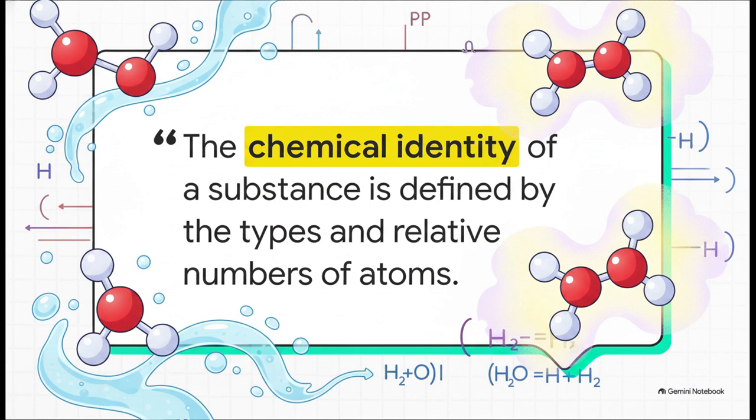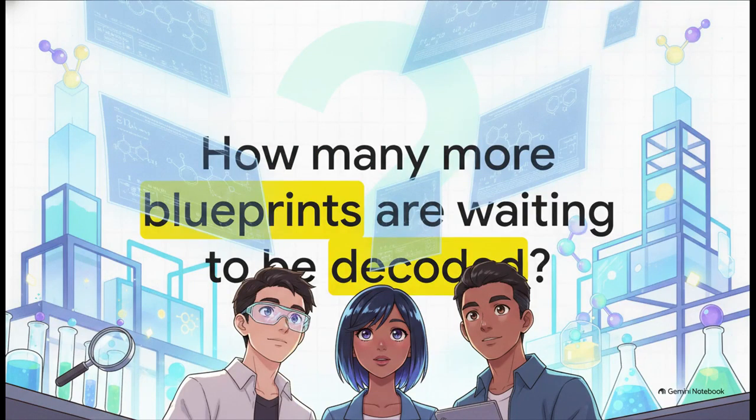I mean, H2O is water, essential for life. But H2O2 is hydrogen peroxide, which will bleach your hair and destroy cells. The math we did today is the strict language that dictates exactly how the physical universe operates. Which leaves us with this final thought. If molecular formulas are the actual physical buildings of our world, constructed from these empirical blueprints, how many more chemical mysteries are just waiting to be decoded?